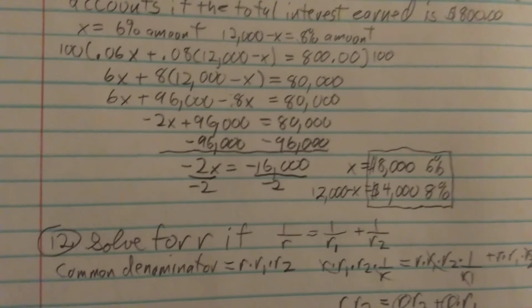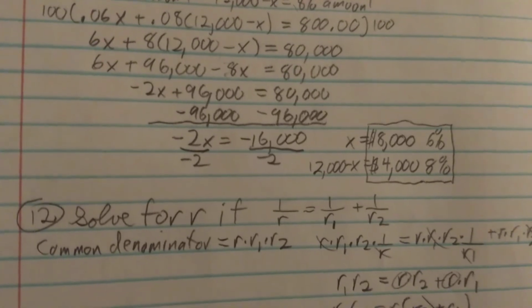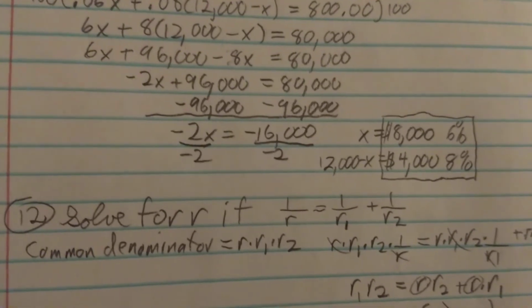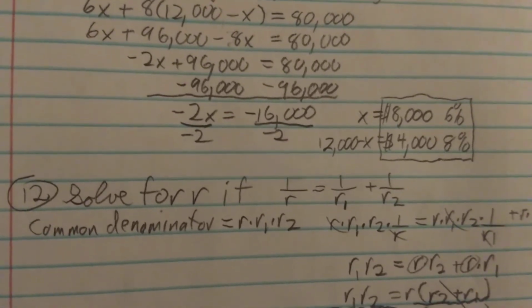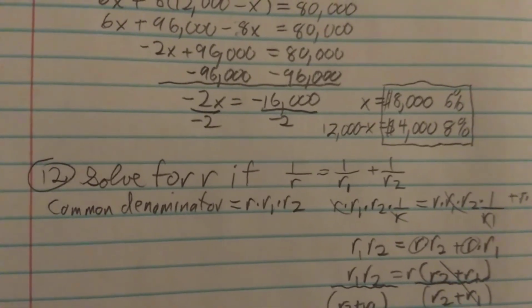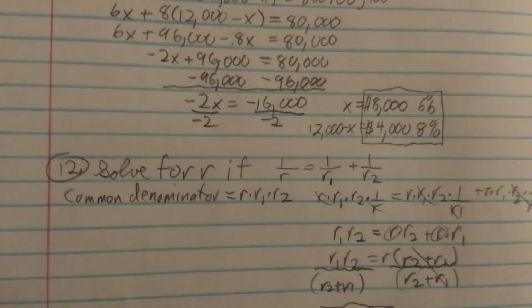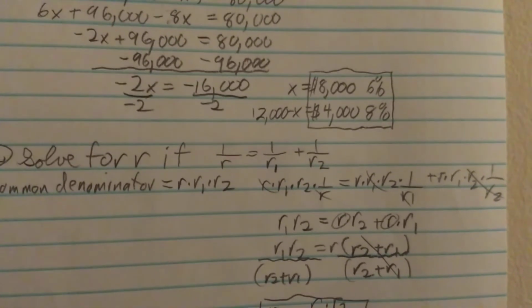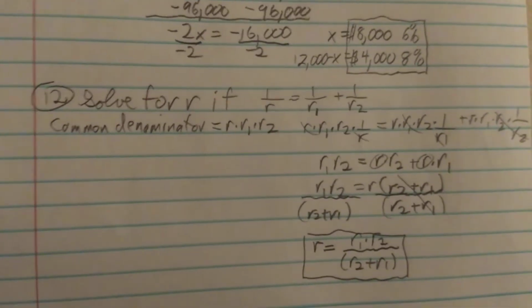So now we have 6x plus 8 times 12,000 minus x equals 80,000. And 6x plus 96,000, multiplying 8 times 12,000, minus 8x equals 80,000. And then 6x minus 8x is minus 2x plus 96,000 equals 80,000. Subtracting 96,000 gives us negative 2x is negative 16,000. Dividing by negative 2 gives us x equals 8,000 for the 6% amount. And the 12,000 minus x, what's left, is 4,000 for the 8% amount.